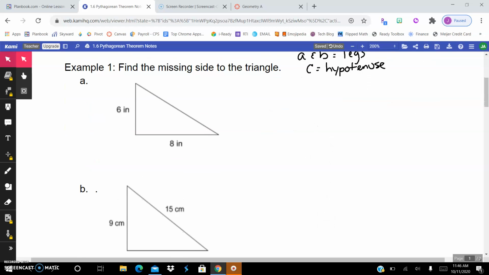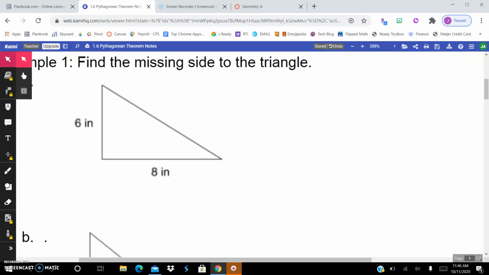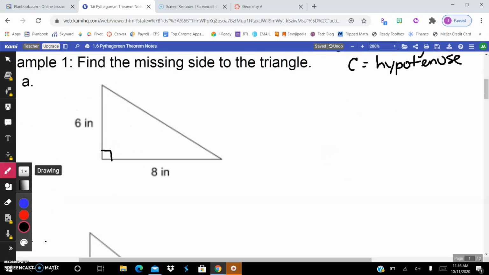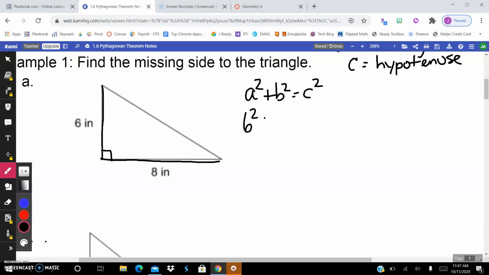Example 1 says to find the missing side of the triangle. Looking at this, the right angle would be right here. So that means we know a leg and the other leg because they form the right angle. We are going to do a squared plus b squared equals c squared. A and b are 6 and 8. It doesn't matter which one is a or which one's b. So we have 6 squared plus 8 squared equals c squared. 6 squared would be 36, and 8 squared would be 64, and that equals c squared. Add those two together, we get 100.